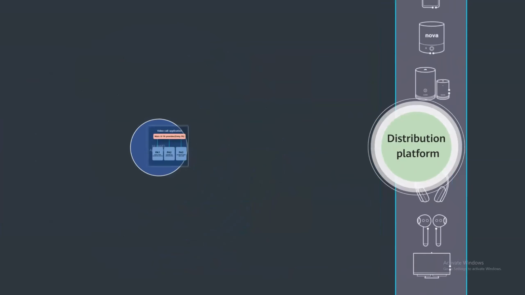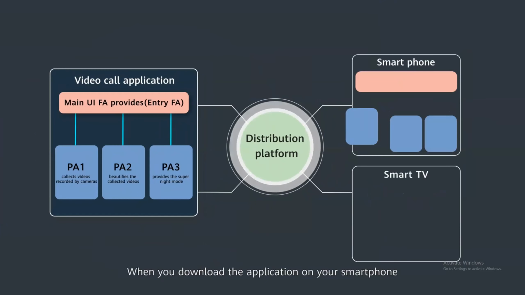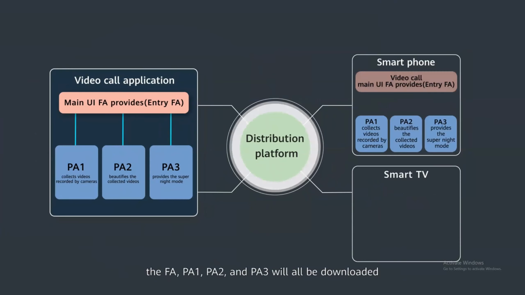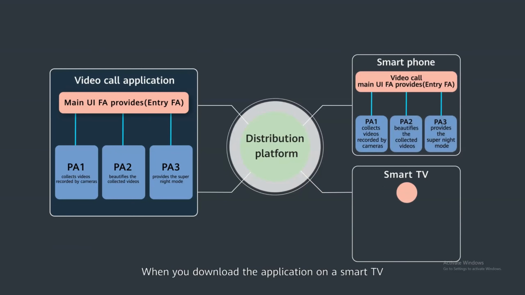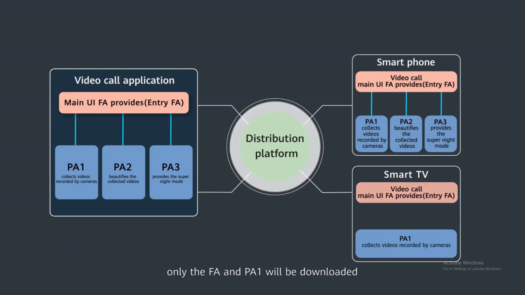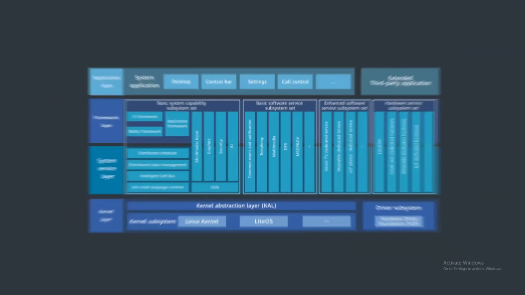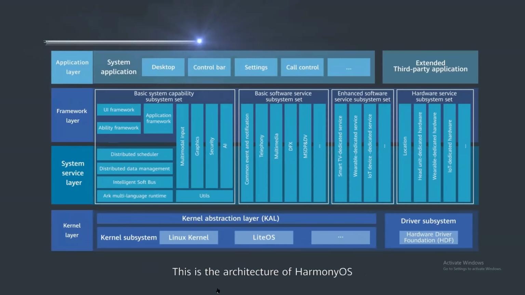Take the video call application as an example again. When you download the application on your smartphone, the FA, PA1, PA2, and PA3 will all be downloaded. When you download the application on a smart TV that does not support beautification or Super Night Mode, only the FA and PA1 will be downloaded. This is the architecture of HarmonyOS.